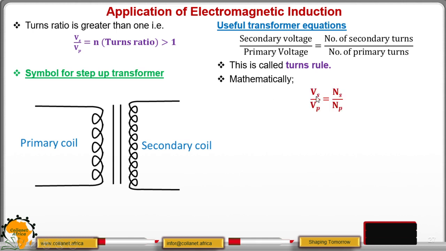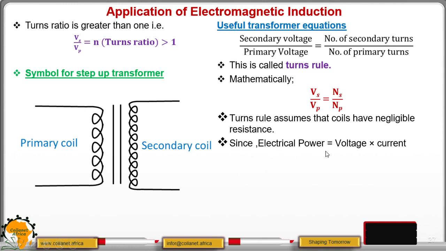Mathematically, we can say that Vs, that is the voltage in secondary, divided by Vp, which is the voltage in primary, is equal to Ns, that is the number of turns in secondary, divided by Np, which is the number of turns in primary. This is the mathematical representation of the turns rule. The turns rule assumes that there is negligible resistance.